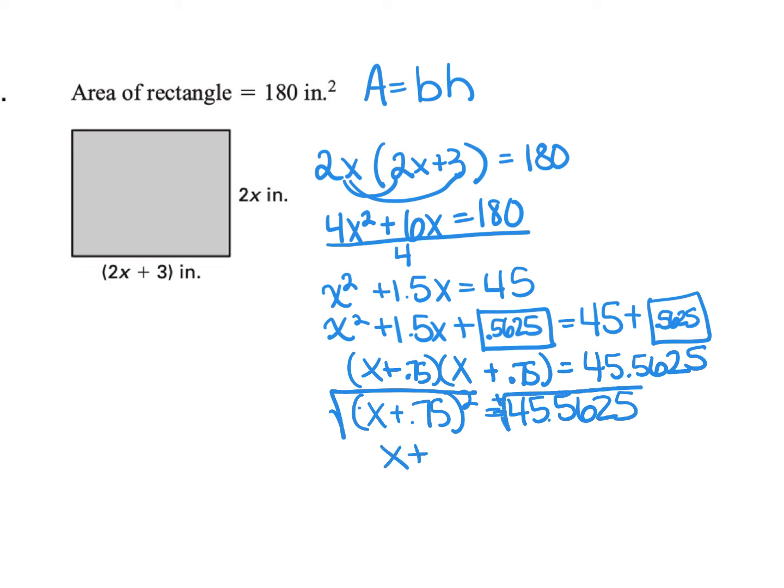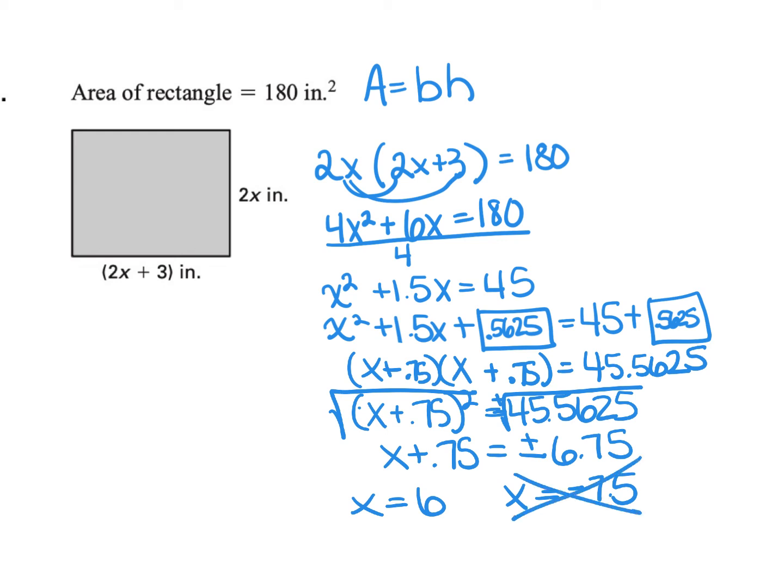And we'll have x plus 0.75 is equal to plus or minus 6.75. And so when you solve these, I'm going to subtract 0.75 on both sides. I will get x is equal to 6, and then x is equal to negative 7.5. And remember, the length of a side could never be a negative number. And so then our x is going to be equal to 6.